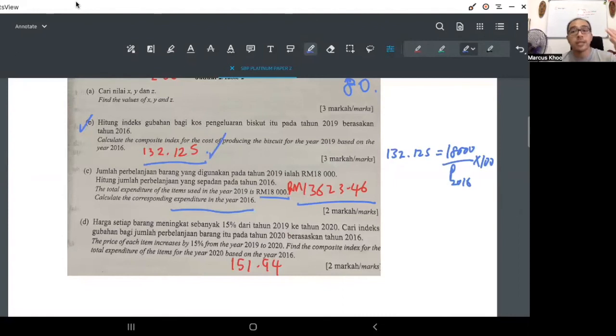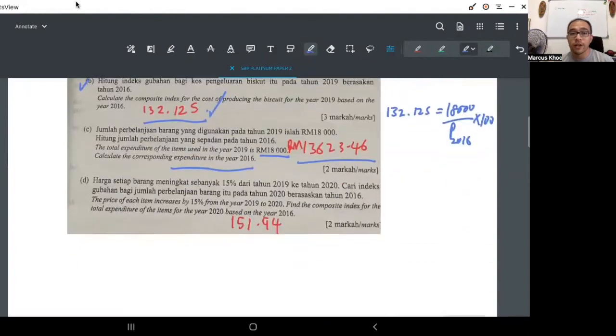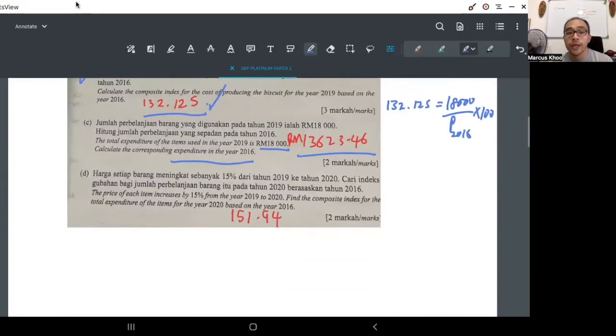Okay, so again the same pattern. Calculate the composite index, then use the composite index again to find a new price or the total price. Okay, not individual price. This is individual price. Now you want to find total price. Always very common.